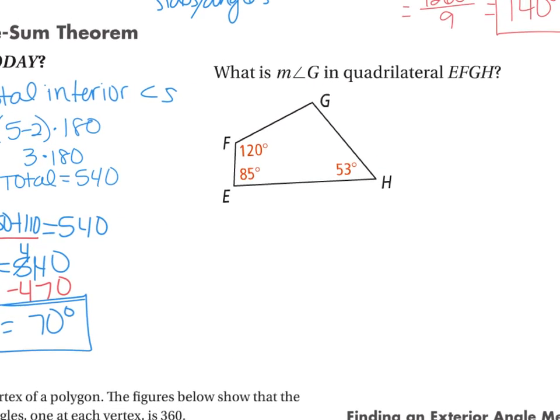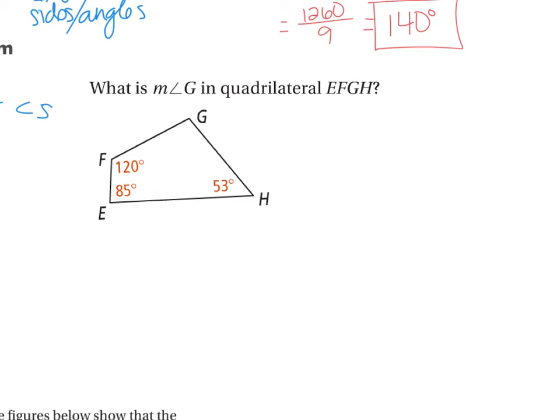Okay, let's do another one. What is the measure of angle G in quadrilateral EFGH? So I'm going to do what I did last time and call this angle G. So that's G degrees. That's what we're trying to figure out.